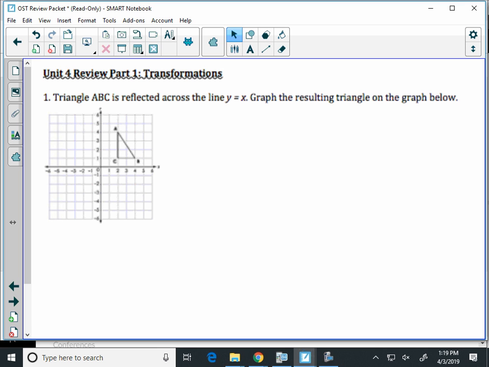We take a look here. Triangle ABC is reflected across the line y equals x. And we're going to graph the resulting triangle on the graph below. Okay? So there's two ways that we can go about graphing this. One is to graph this line and then count. To graph the line y equals x, you always start at the origin and just go up 1 over 1, and then down 1 over 1.